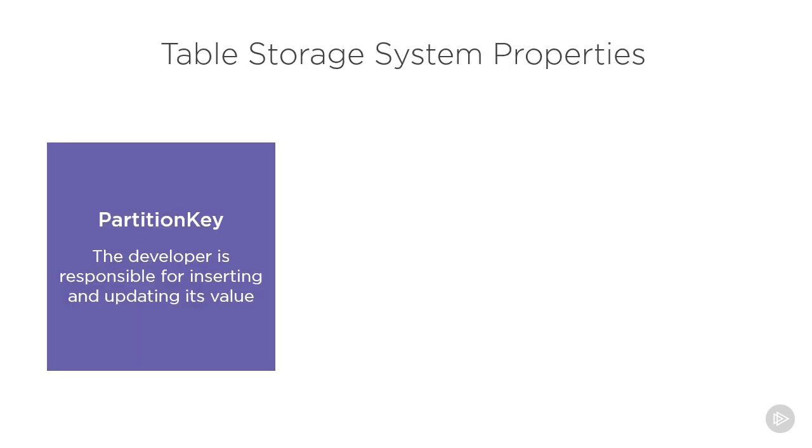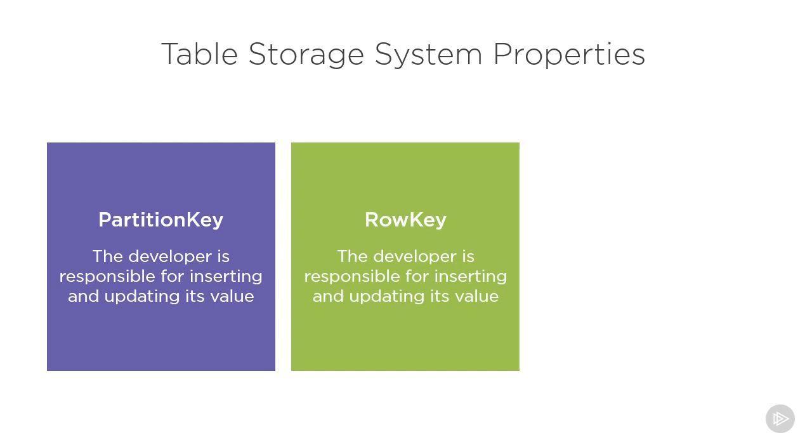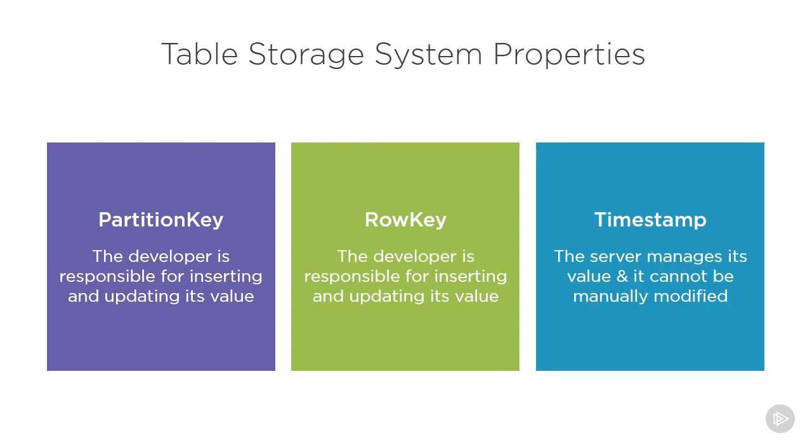So we have 3 system properties. The first one is the partition key, and as you learned, it is used by Azure Table Storage to put your data into different partitions. The developer is responsible for inserting and updating its values. Same goes for the row key. The developer is also responsible for inserting and updating its values. And finally, the timestamp. You don't need to worry about inserting and updating the value for the timestamp property. The server automatically manages the values for timestamp, and these values cannot be changed.